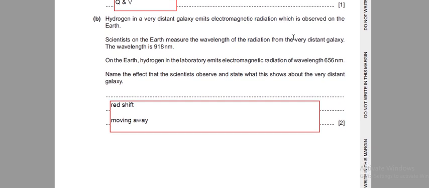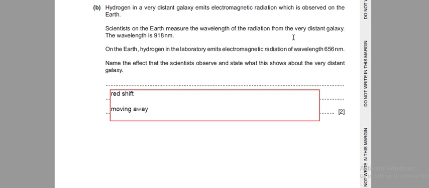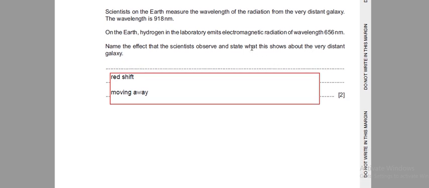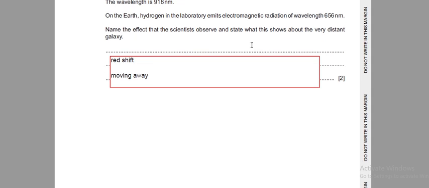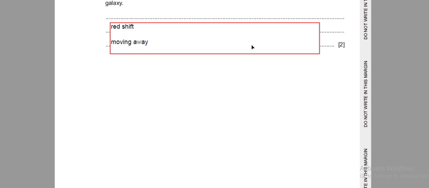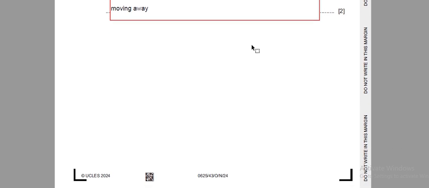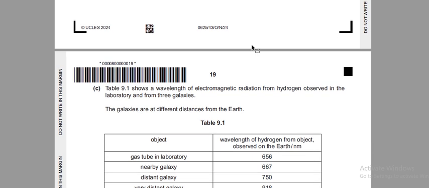Galaxies and how we observe them. The wavelength of radiation from a very distant galaxy is around 900 nanometers, and that produced in the lab is around 600. What's the name of this effect? Redshift. And it is caused because the star or galaxy is moving away from us.